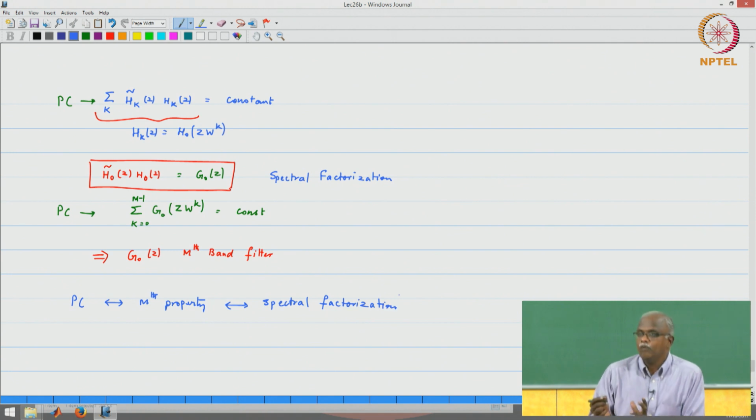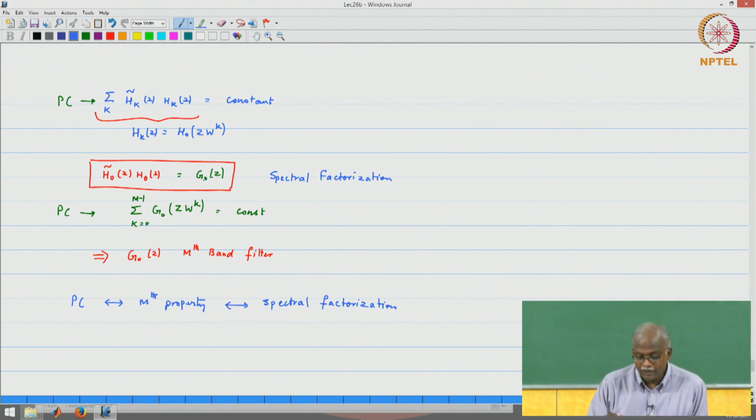So, now I want to ask you, I want to get only two power complementary filters. I want you to design for me two power complementary filters. What will you tell me? Take a half band filter, take its spectral factor, and that will give you the power complementary property. Okay. I hope it is pointing you in the direction of how we get perfect reconstruction. We will answer that in the next class.